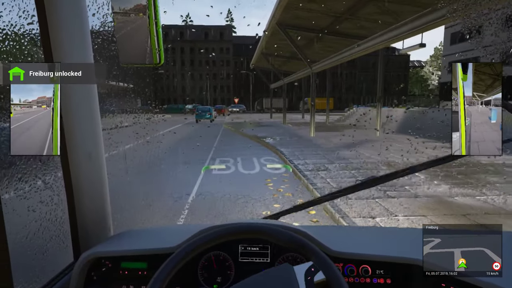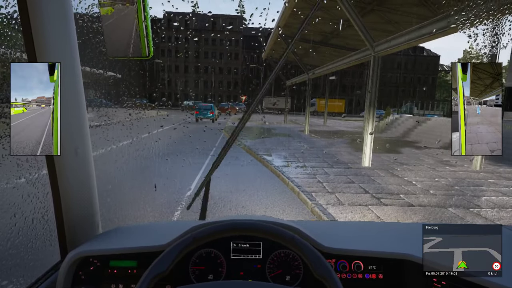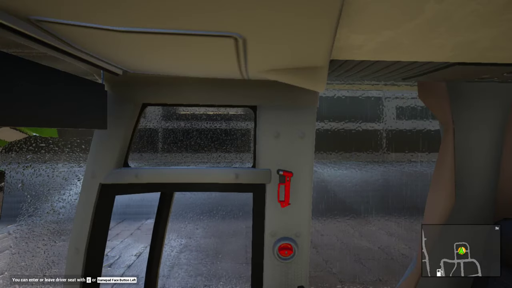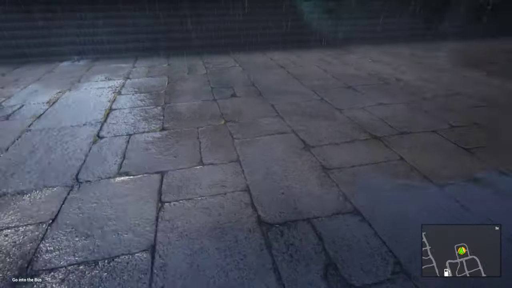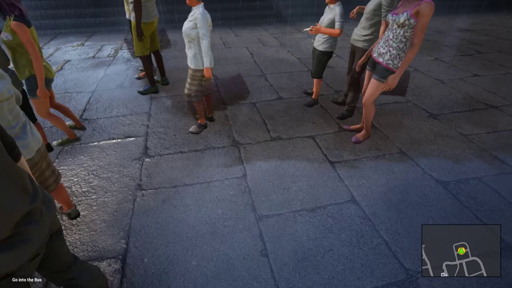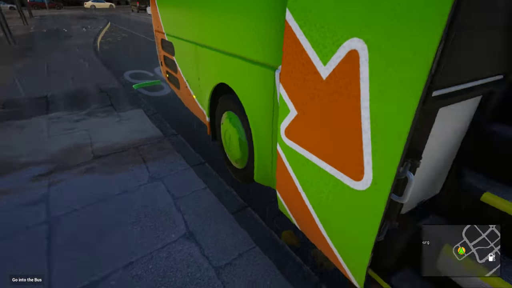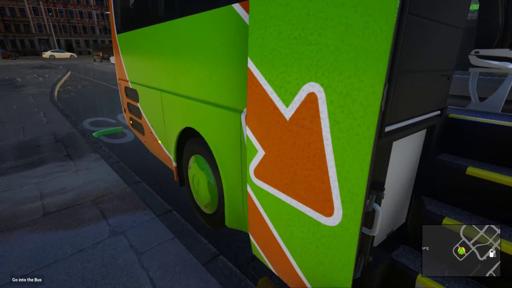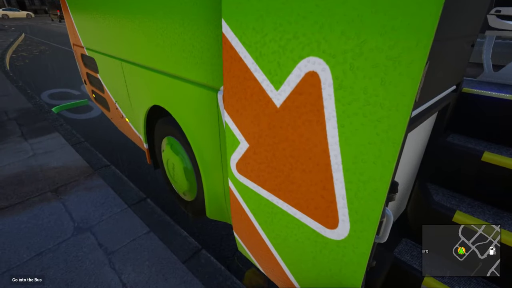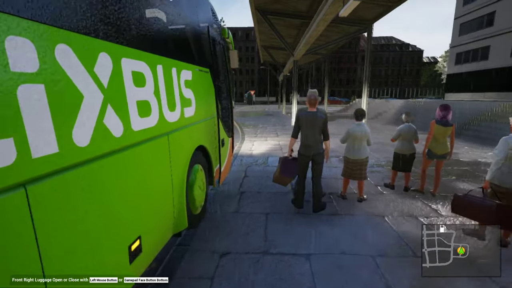Anyway, we're here. Is it too early? We're too early? Well, we're not too early, we're just early. There you are, all got your bags, excellent. Come on, door close. Okay, why won't the back door close? Thank you.